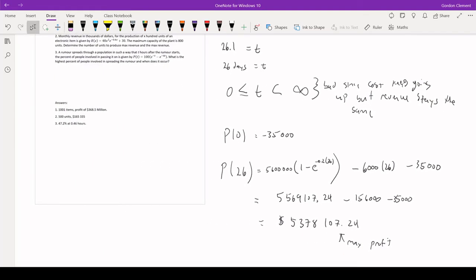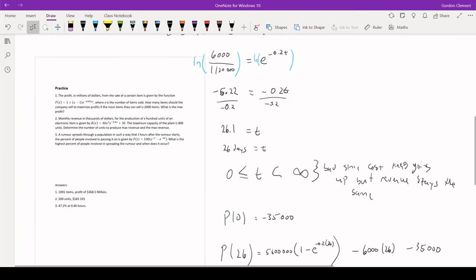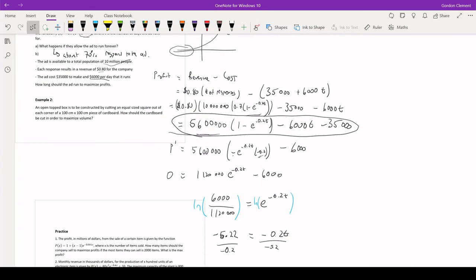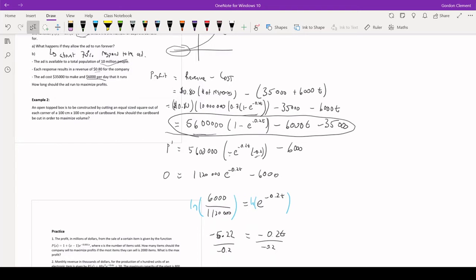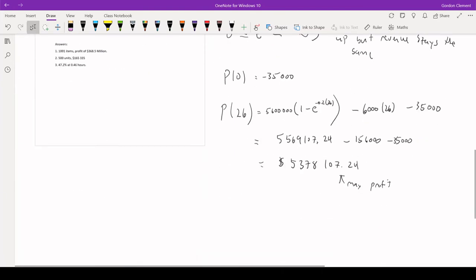Okay, I'm going to jump over and look at number 2, which is a problem I believe that you did with Mr. Marshall then. So we're going to create an open top box to be constructed with equal size squares cut out of each corner. The starting piece of cardboard is 100 by 100, and we're going to decide how big of a cut to make to maximize the volume. So I'm just going to find some space for me to draw this out.